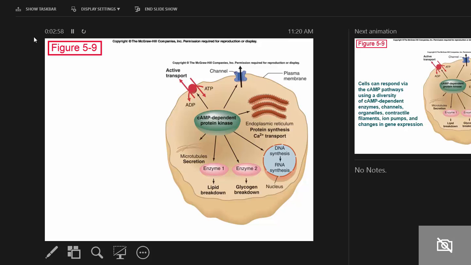Right, so this doesn't actually show the receptor. This is just showing the types of responses you would get. So again, this is a really nice, neat picture that gives you an idea of the types of things this amplification system can do. If I had asked you that type of question, you'd say, okay, well, it can upregulate or downregulate transporters. It can open and close channels. It can upregulate or downregulate protein synthesis, enzymes. That's what I'm looking for.